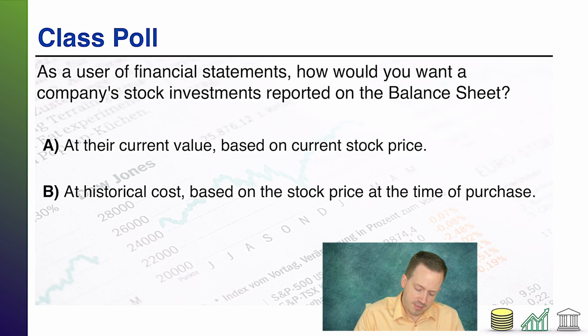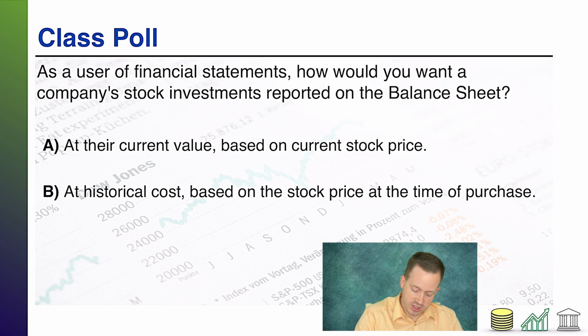First one, at current value based on current stock price. If you are going to display the stock at its current value, first of all, you have to choose what value you are going to display it at. Balance sheets luckily occur at a point in time, and therefore you are going to record the stock at the value at that point in time.